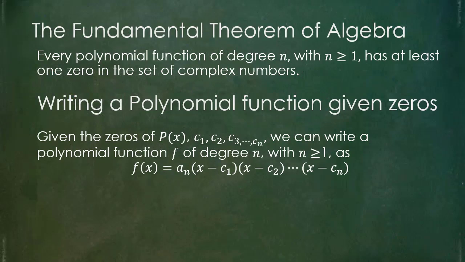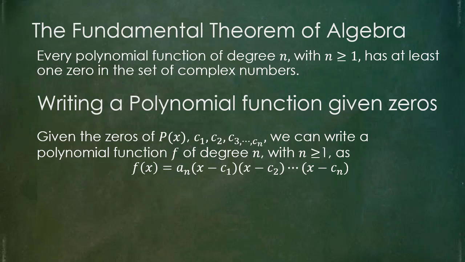So we'll go ahead and start with a couple of basics about polynomial functions. First of all, the fundamental theorem of algebra, which states that every polynomial function that has a degree of n, with n being greater than or equal to 1, must have at least one zero in the set of complex numbers. So it basically means that no matter what, if I set it equal to 0, I should be able to get a solution that is either real or potentially imaginary.